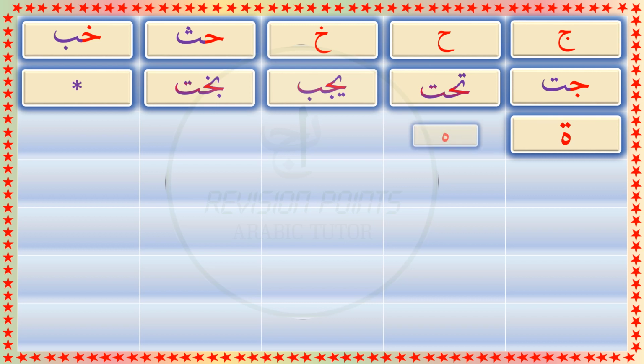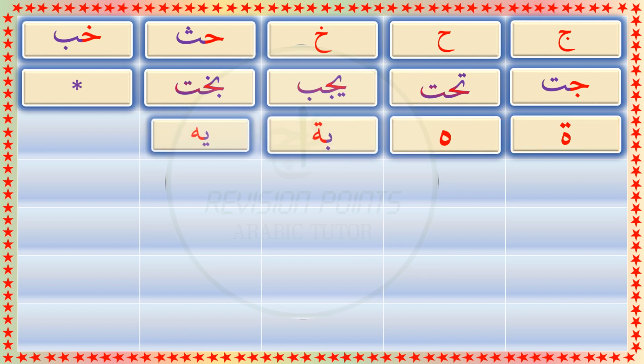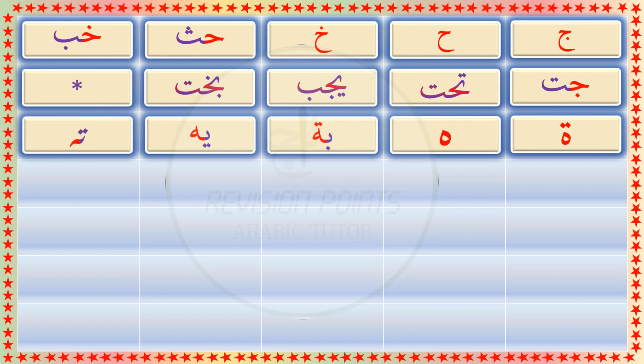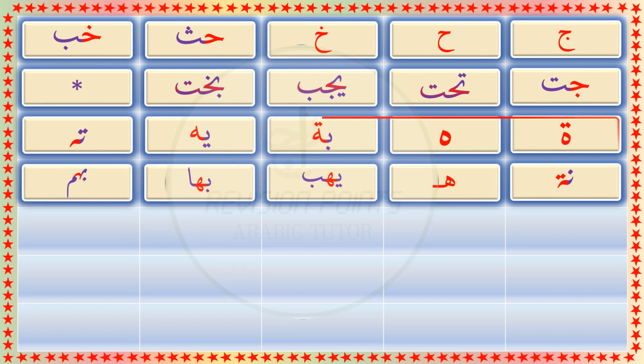Ta, Ha. Now we will learn the shapes of Ta marbuta and Ha. Ba Ta, Ya Ha, Ta Ha, Noon Ta, Ha, Ya Ha Ba Ha Alif, Ba Ha Mim. These are all shapes of Ha and Ta marbuta. So Ta marbuta is only used at the end. It never comes in the starting or in the middle.